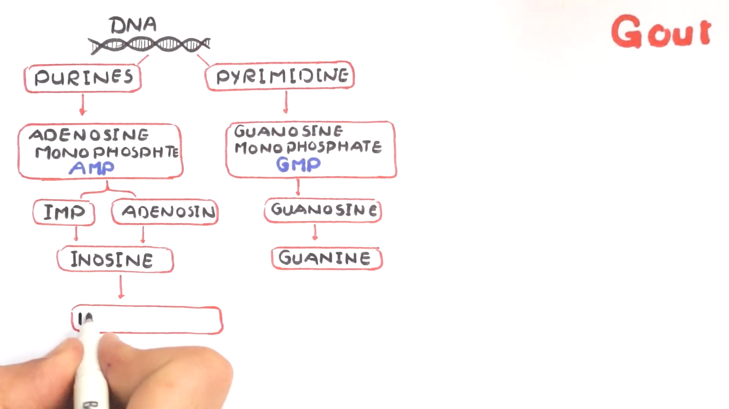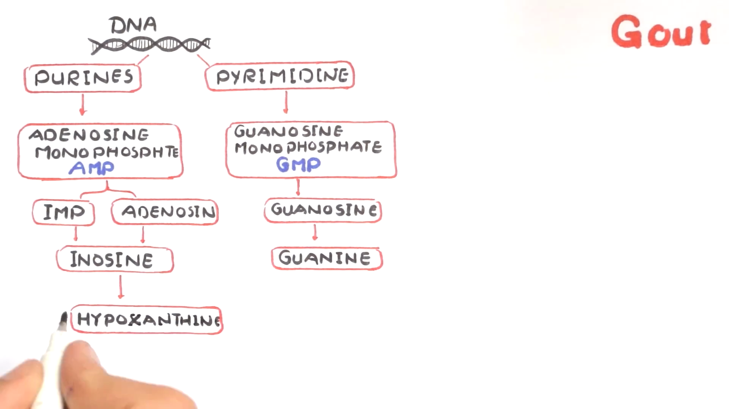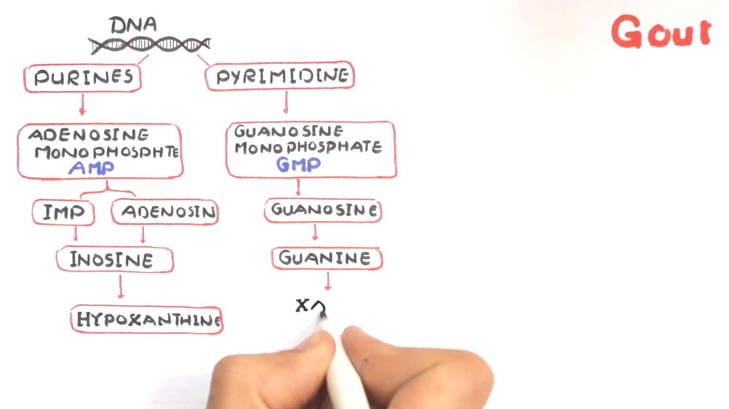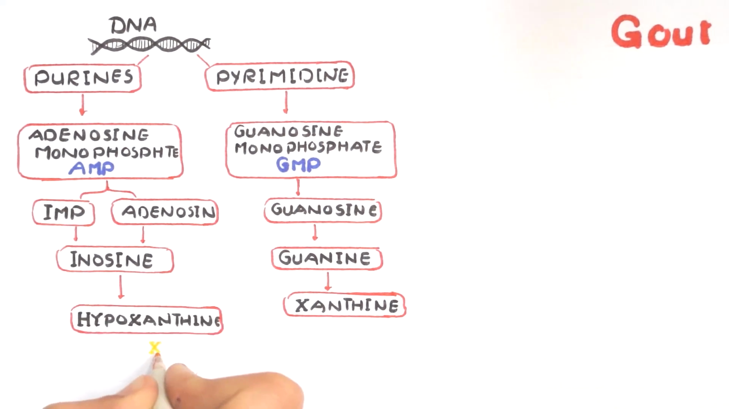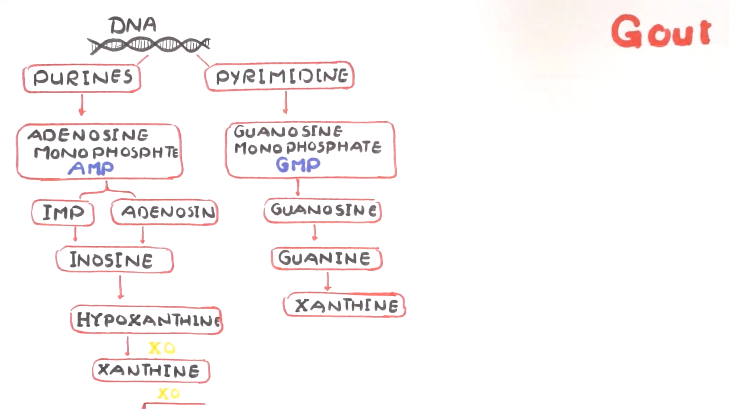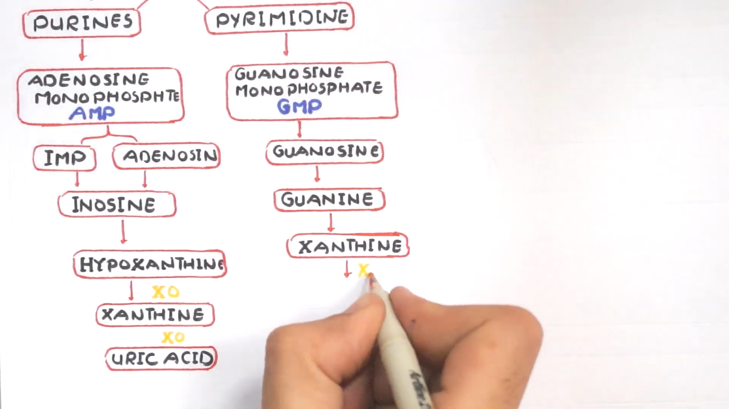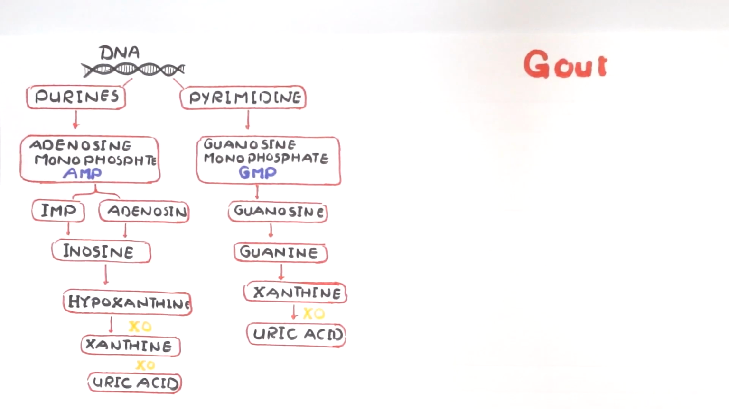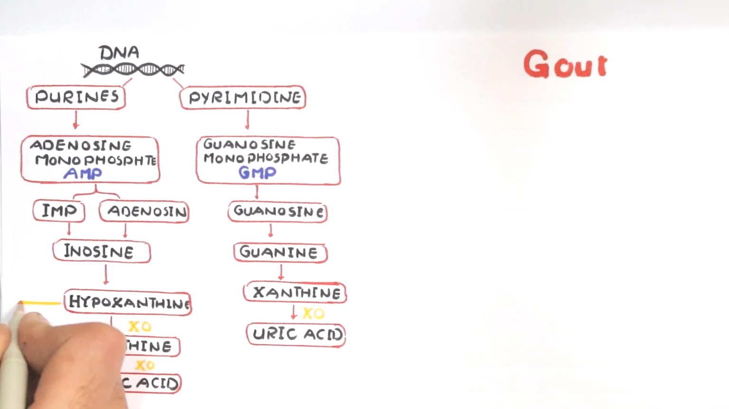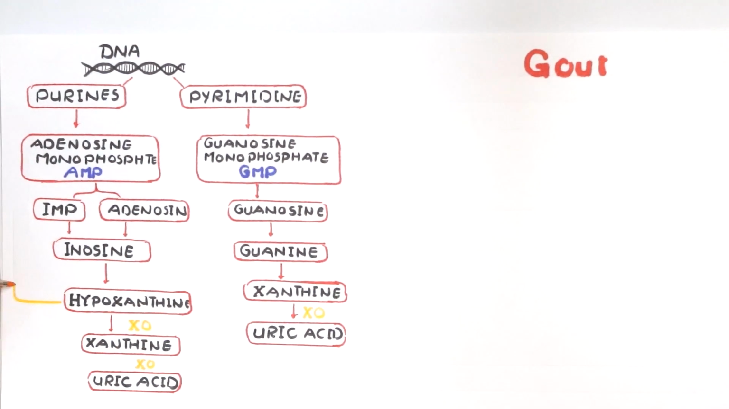Inosine is then converted to hypoxanthine, and guanine to xanthine, by the xanthine oxidase enzyme. Hypoxanthine is converted to xanthine, which is finally metabolized to uric acid, the final product of purine metabolism. Now, under normal physiologic conditions, uric acid circulates in plasma and synovial fluid as urate ions. The body can avoid excess uric acid by recycling purines via the purine salvage pathway.